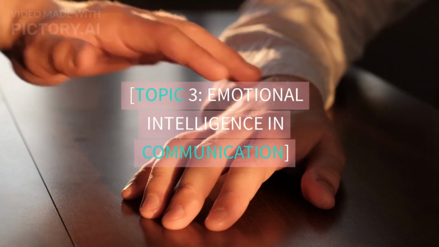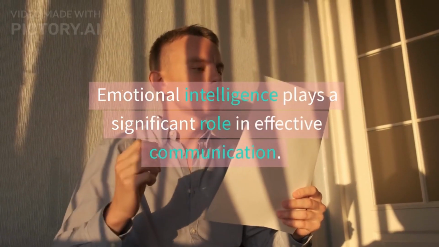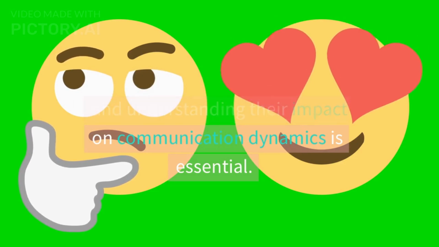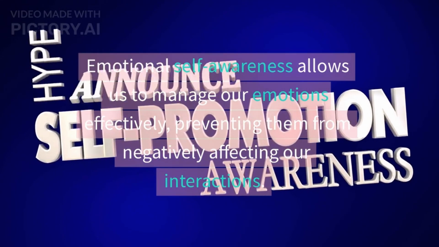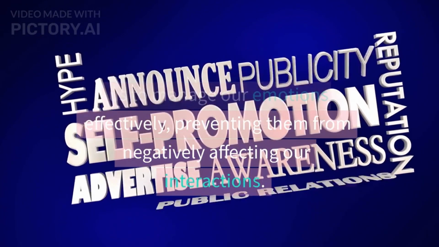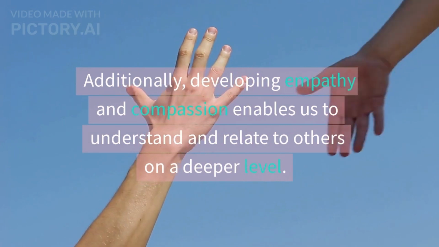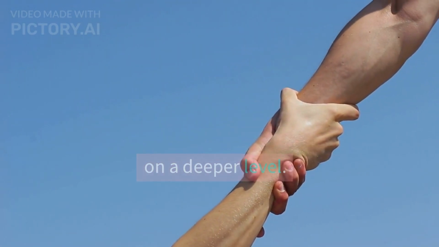Topic 3. Emotional intelligence in communication. Emotional intelligence plays a significant role in effective communication. Recognizing our own emotions and understanding their impact on communication dynamics is essential. Emotional self-awareness allows us to manage our emotions effectively, preventing them from negatively affecting our interactions. Additionally, developing empathy and compassion enables us to understand and relate to others on a deeper level.